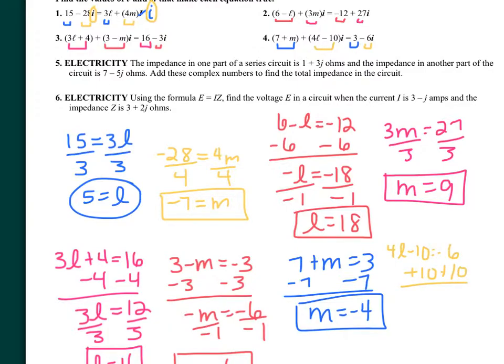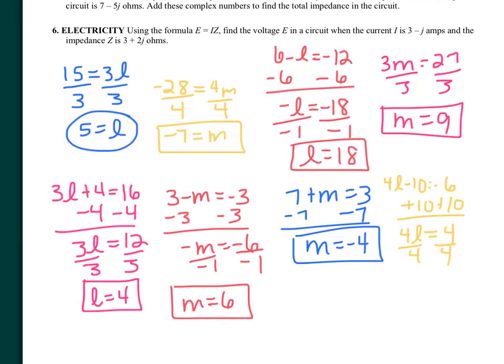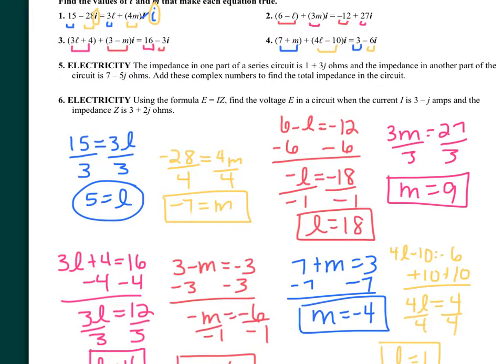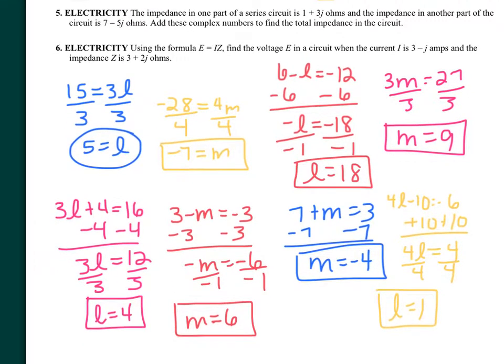Add 10 to both sides, you get 4 equals 4L. Divide by 4. So L equals 1. So we can check, if m is negative 4, this would be positive 3, which it is. And if L was 1, 4 times 1 is 4 minus 10 is negative 6. So we're good. All right, last two.